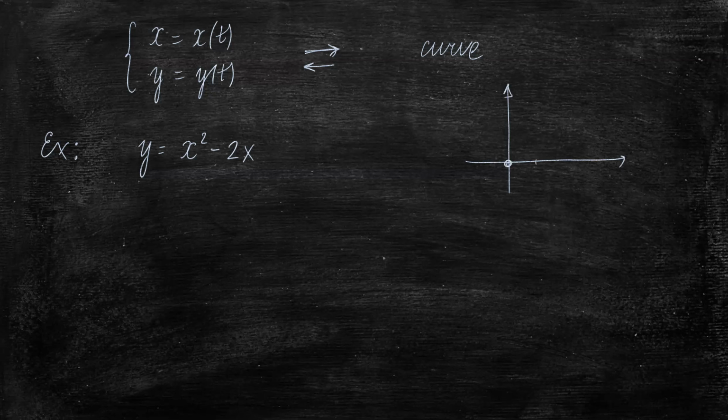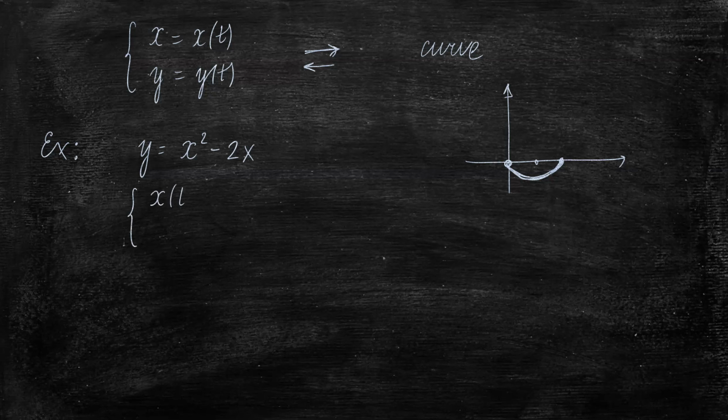It's from 0 to 2, right? So let's just consider this part of the parabola, and let's try to parametrize it. So let's try to create a set of parametric equations that produce the same piece of the parabola. And it turns out that it's not that easy.